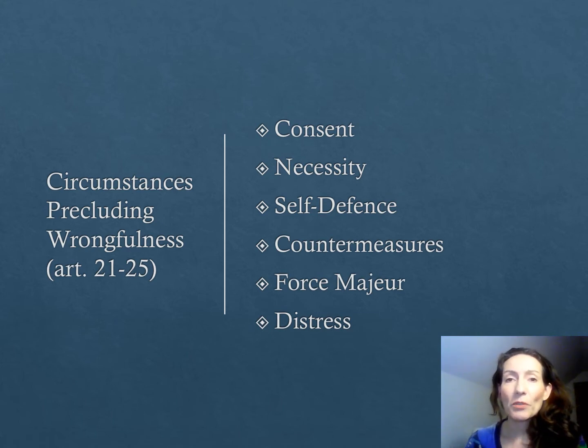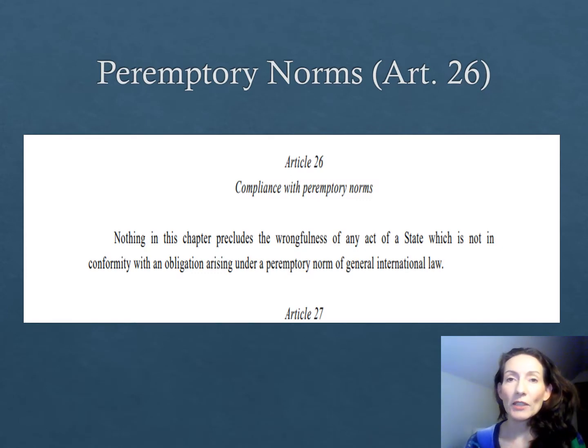While the articles provide some content to the meaning of these concepts, especially regarding the controversial state of necessity, the articles are just listing here rules of international law that are already established in customary law. If these circumstances concur, the existence of an internationally wrongful act that is attributed to a state will not give rise to international responsibility.